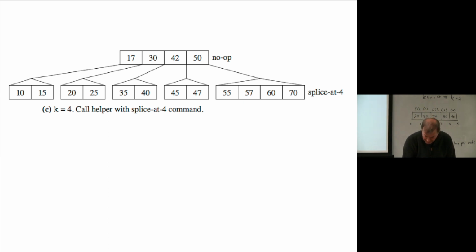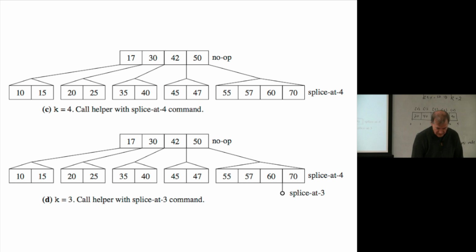So now our old command gets command. Command gets splice at, what was it? 3. And call what? Child sub 4, right? Sorry. What was K? 3. Child sub 3. 0, 1, 2, 3. So now we're going to call, boom, this one. We're going to go down to this one. Okay? So now we are down here in part D of the figure. Call helper with splice at 3 command. So here we are at splice at 3.